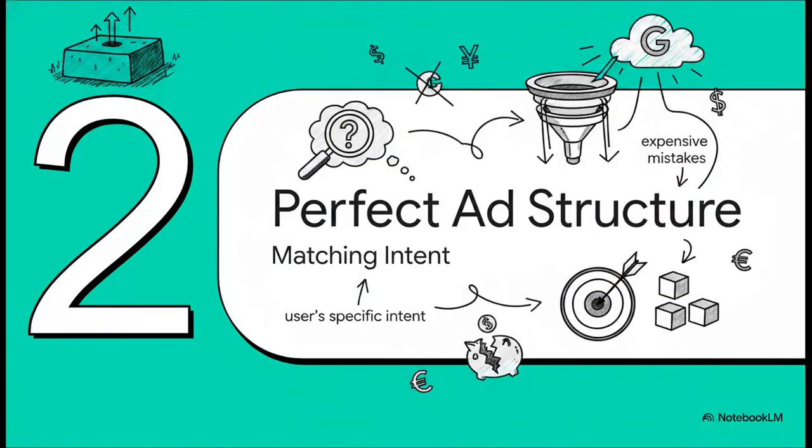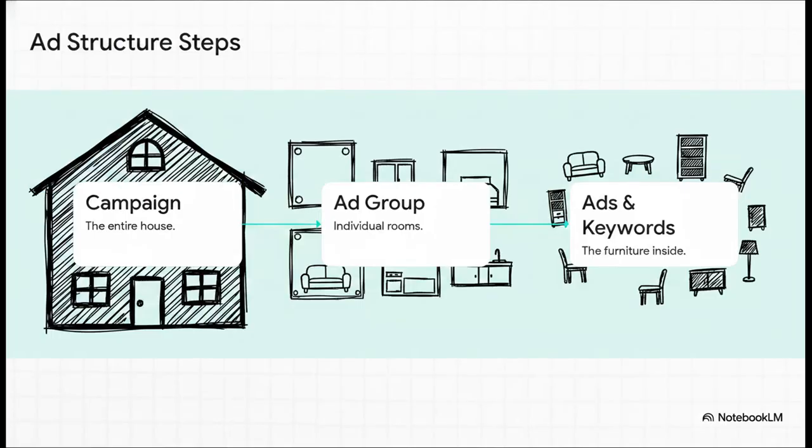Moving right along to number 2, the perfect ad structure. Structuring your ads logically is honestly where most beginners make their most expensive mistakes. Think of fixing it like building a house. Step 1 is the campaign. That's the entire house. Step 2 represents the ad groups. These are the individual rooms within your house. And Step 3 represents the ads and keywords. This is the furniture inside those rooms.